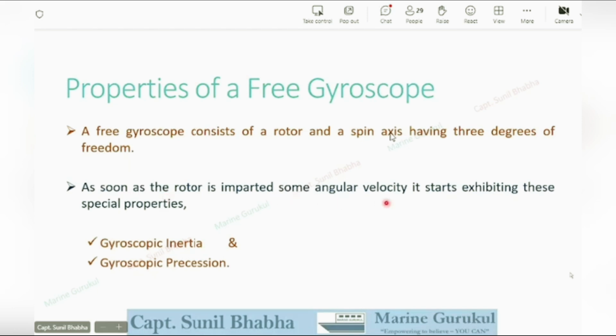As soon as we make a free gyroscope, we have the 3 degrees of freedom, and when the rotor is imparted some angular velocity, it starts exhibiting 2 special properties. These are gyroscopic inertia and gyroscopic precession. We are now going to understand these 2 properties one by one in detail.